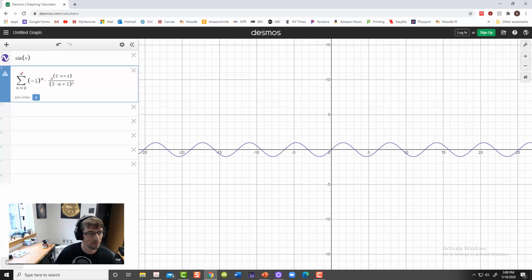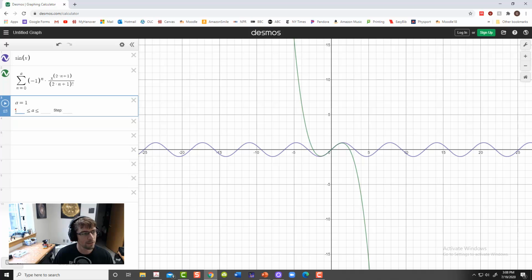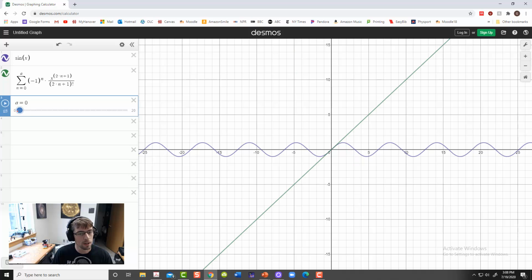Here, let's try this. We'll put a in there and add a slider for a. We'll again set it from 0 to, let me go ahead and make it 20 here, because the issue is, oh yeah, 20 is good. I was thinking it skips every other, but we've already taken care of that. So we see that when a is equal to 0, we just get a linear approximation of the sine wave. Now we have two terms, the linear term x and x cubed.